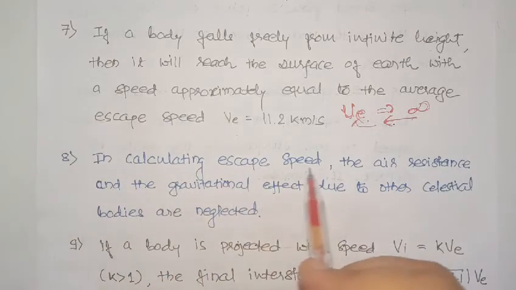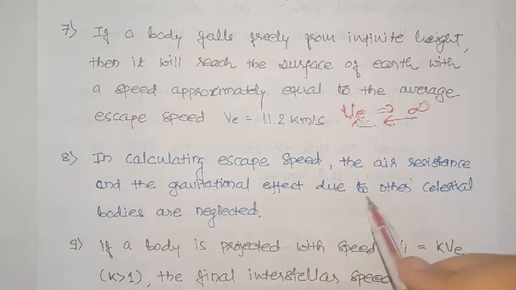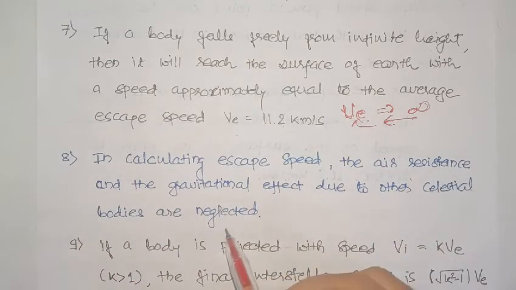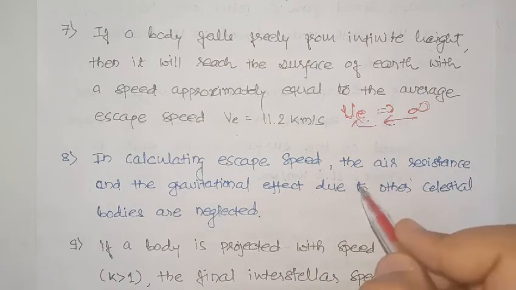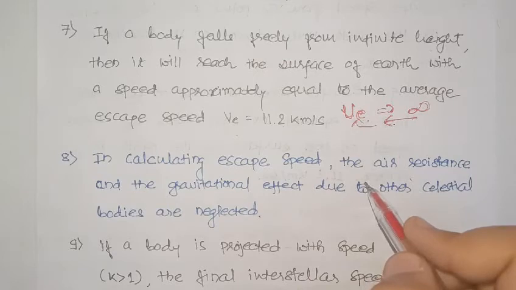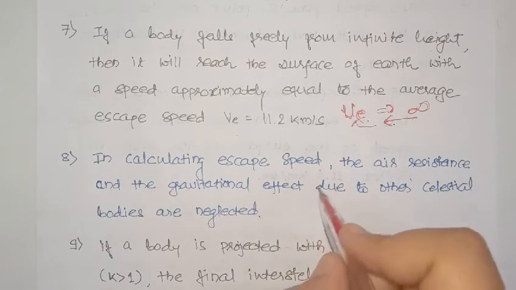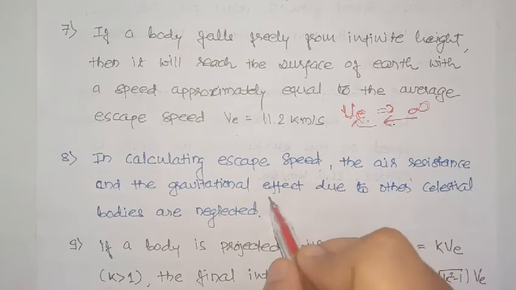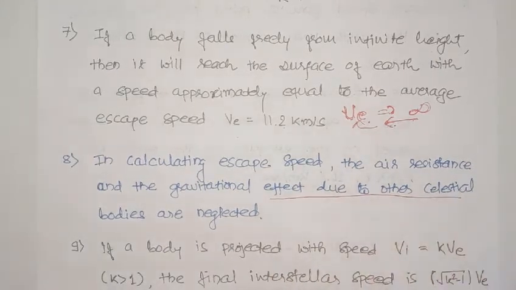In calculating the escape speed, the air resistance and the gravitational effect due to other celestial bodies are neglected. We have not considered the air resistance, that's why we can apply the conservation of energy, and we have not considered the other forces applied by other celestial bodies.